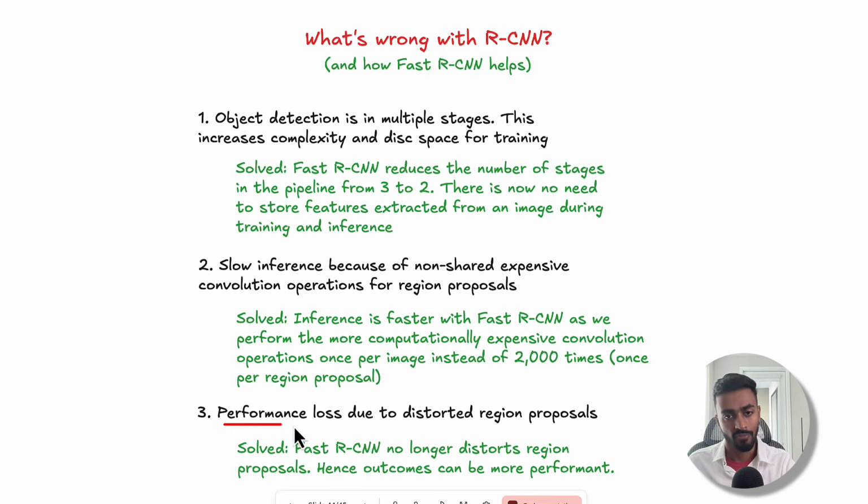And the third, performance loss due to distorted region proposals. Because of RoI pooling, we no longer need to distort the region proposals in order to get their predictions. Instead, RoI pooling will help map those different sized region proposals to a fixed size tensor that can eventually be used in determining the classification and localization of the object. So I hope all of this makes sense.